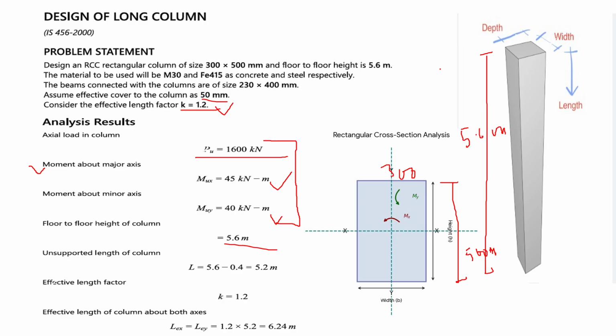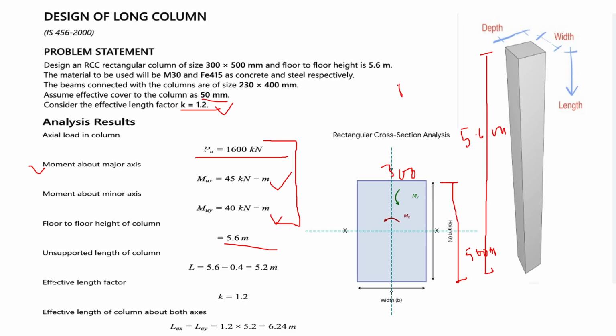When you are using software like STAAD Pro, you only provide the dimensions of the columns, but after that you apply the various loads, like the load from the beams, load from the slabs, and the various live load and dead load. All these things are coming on the columns. So this load creates what? Moment about the major and the minor axis.